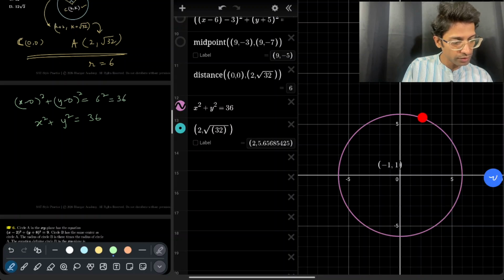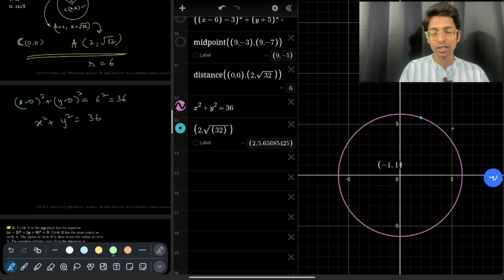This is the point A. This is the point C. This is the point A. This is the point C. We know what this coordinate is. We don't know the coordinate of B. We have to find the coordinate of B. That is crucial. That is a beautiful insight you will be getting now.